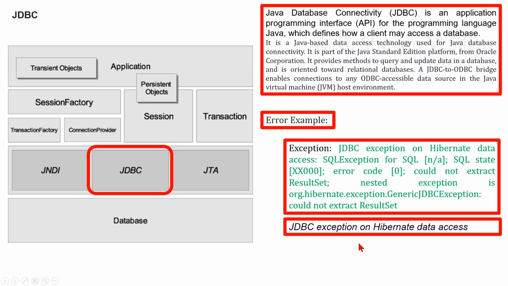As another example, we can consider this: JDBC exception on Hibernate data access, SQL exception for SQL state XX000, error code 0, could not extract result set. Nested exception is org.hibernate.exception.GenericJDBCException: could not extract result set. This happened in JDBC exception on Hibernate data access.